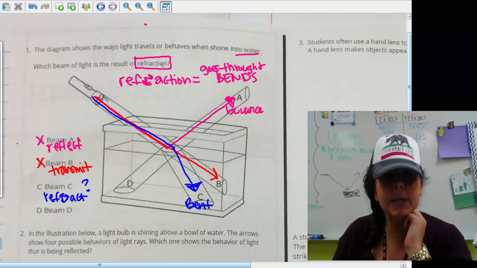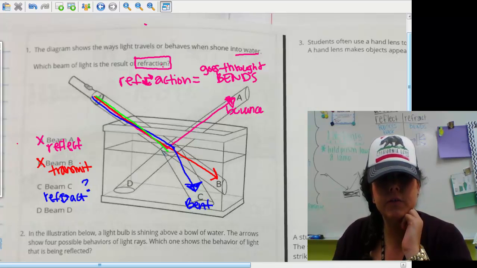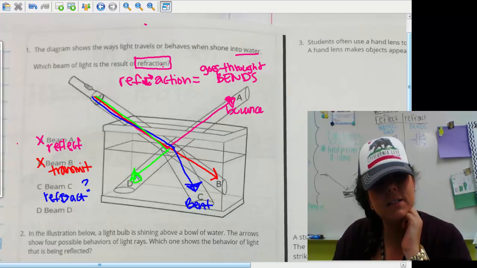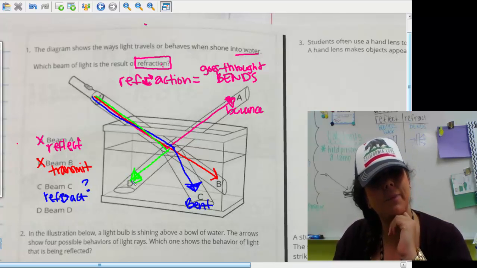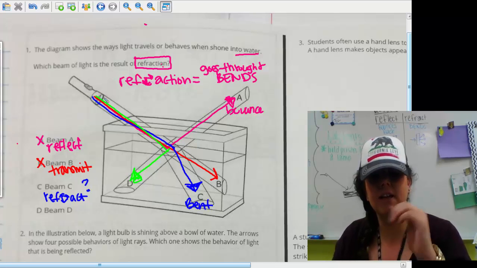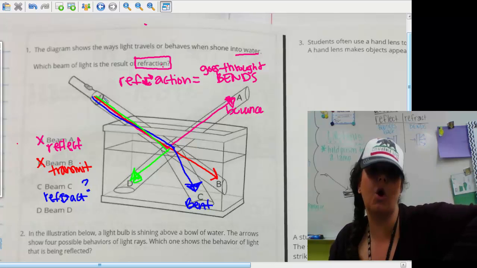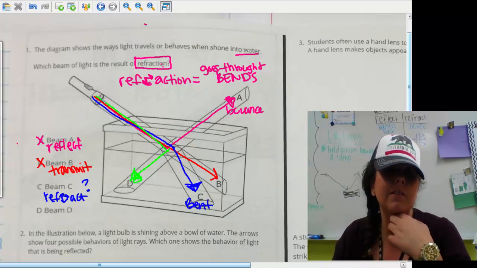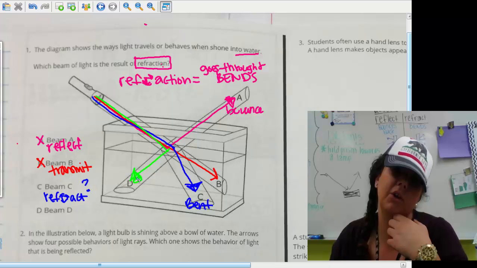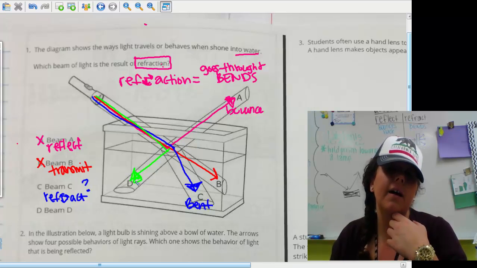Let's look at our last beam. So the light hits the surface, it goes through, and then it bent. But look at the direction that it bent. Okay, it bent backwards. Is the light going to hit the surface and then bend all the way backwards? No, that would be like it hit a surface, hit a mirror, and then reflected that way.